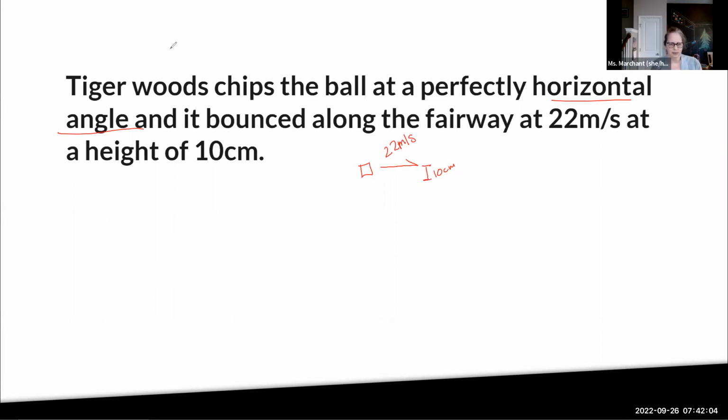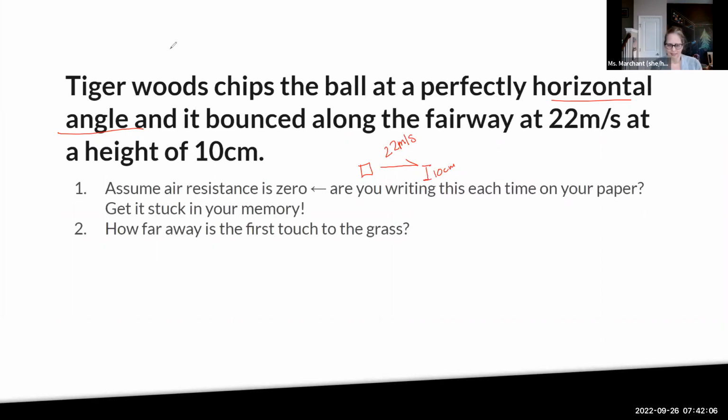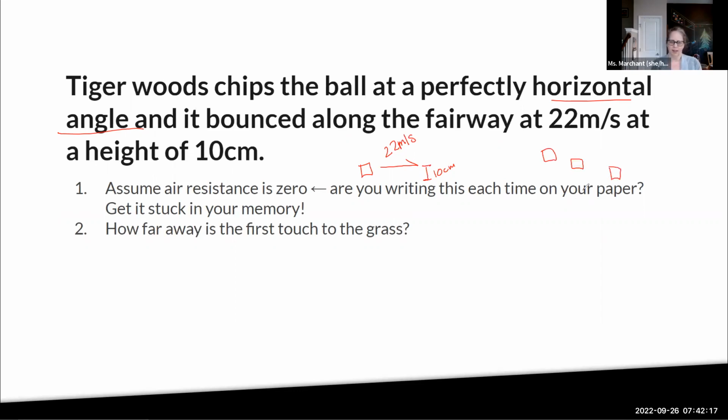What is the question going to be on this one? Assume air resistance is 0. How far away is the first touch to the grass? Okay, so that ball is going to be pulled down by gravity, same as everything else. And what do we know? The time that it takes for it to land, because air resistance is 0, is the same as if I dropped a golf ball from the 10 centimeter height.